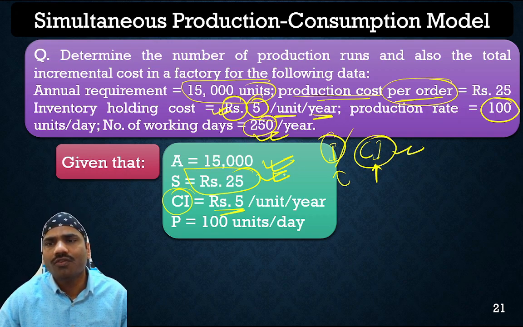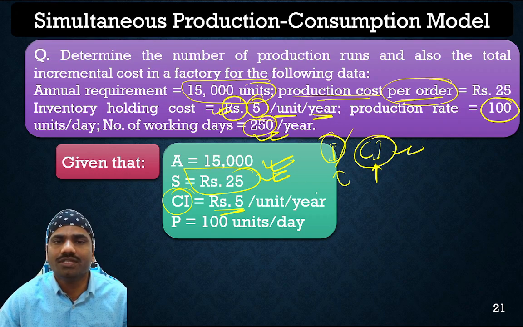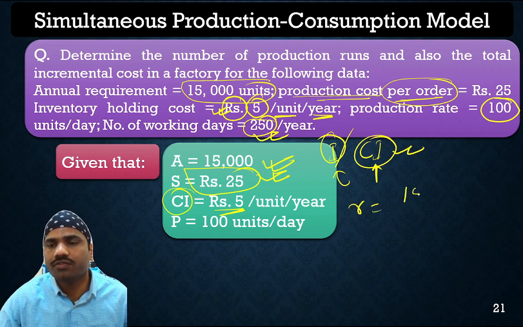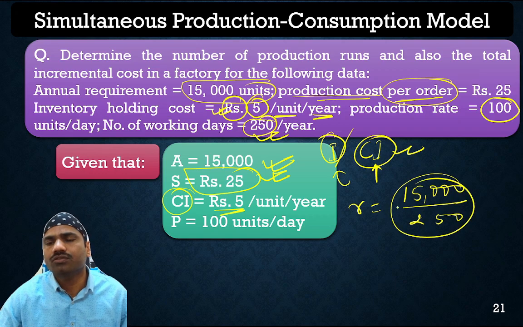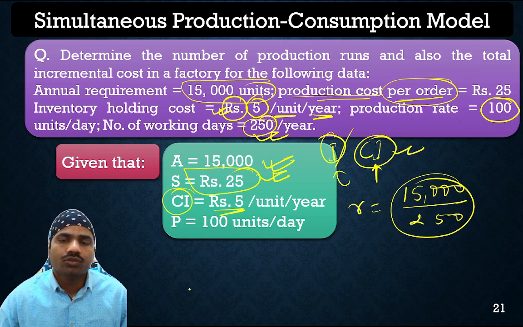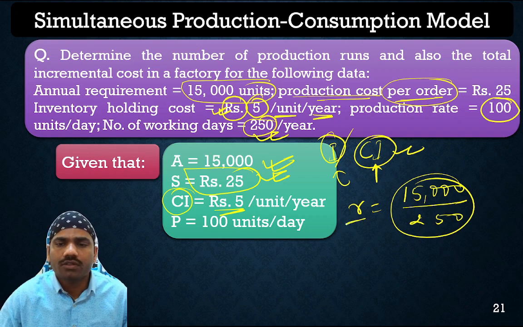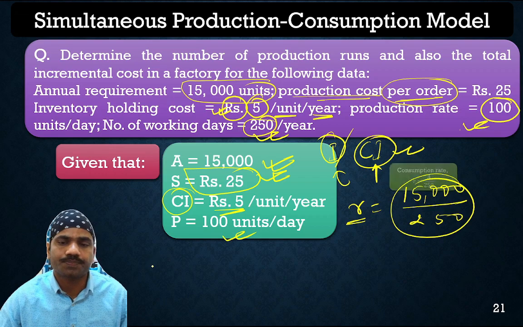So we will find the consumption rate, which is how much we are consuming: 15,000. In how many days are we consuming 15,000? In 250 days. So this will be the consumption rate. We can find the consumption rate by this formula, and the production rate is 100, which is given over there.